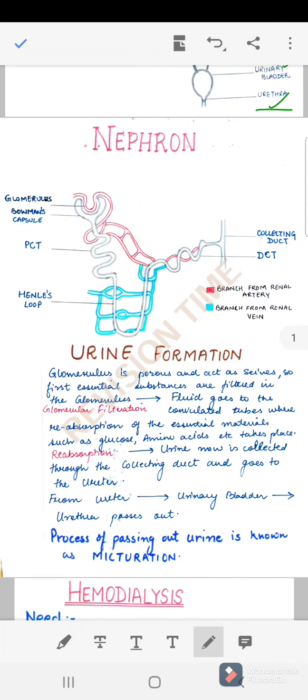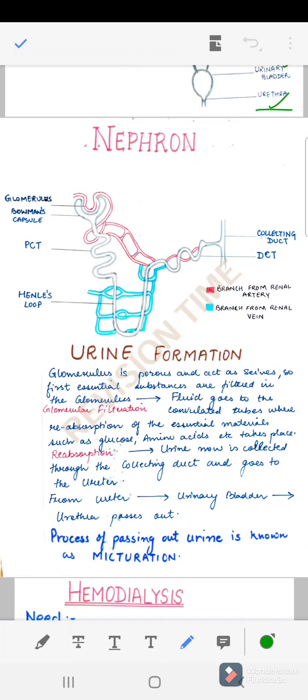So now let us see what is a nephron. So the kidneys are the filter units of our body, and nephron is the basic unit of the kidney. In the nephron we have glomerulus, Bowman's capsule, convoluted tubules. First we have proximal convoluted tubule here and the distal convoluted tubule here. This U-shaped structure is a Henle's loop, and this structure is also known as the hairpin structure. These red tubes are the branch from renal artery and blue ones are the branch from renal vein.